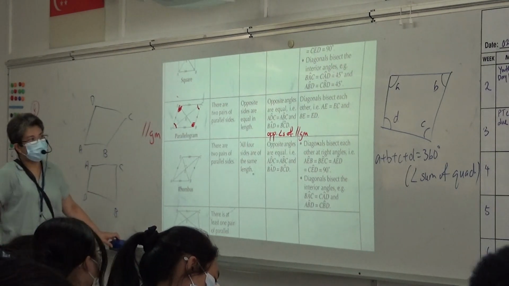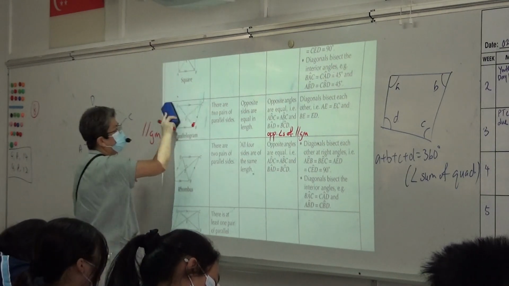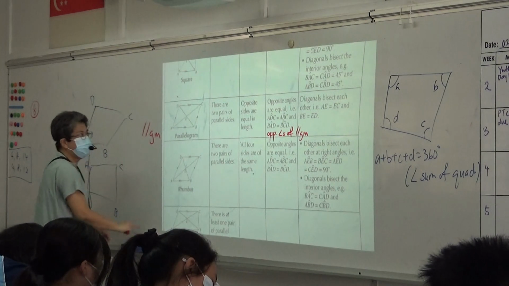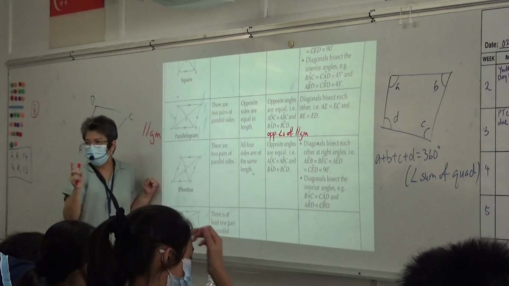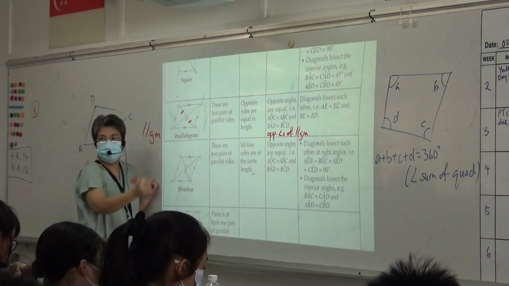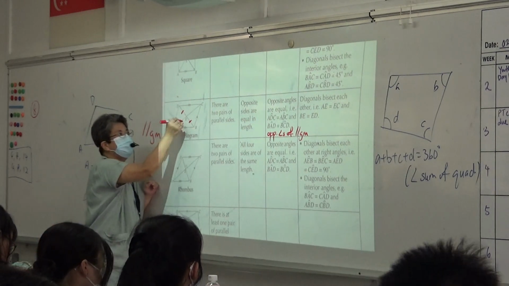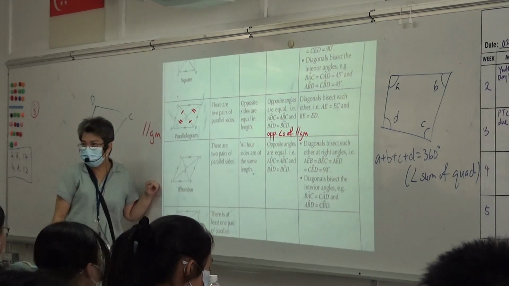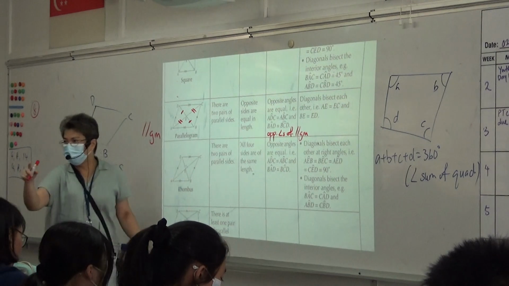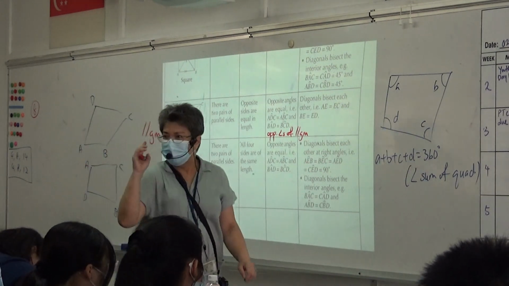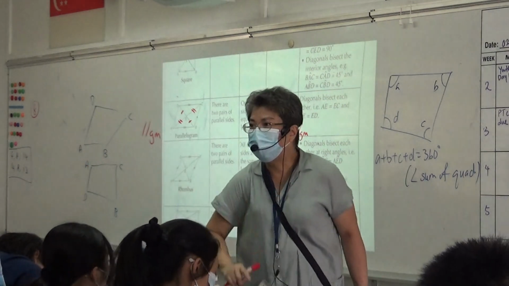Then diagonals bisect each other. Can we look at this parallelogram? What do you mean by bisect each other? That means this line is equal to this line, and this line is equal to this line. Understand? Okay, I want to ask you: is a rectangle a parallelogram?